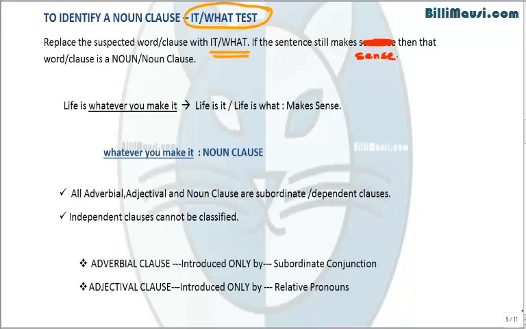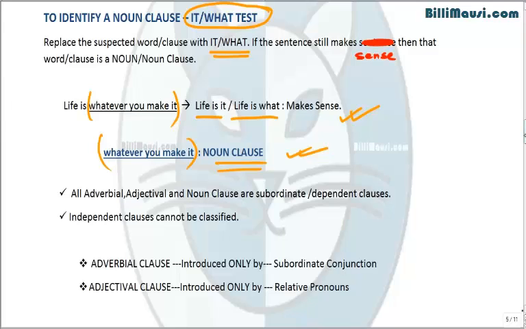Life is whatever you make it. So you replace the suspected clause, that is, whatever you make it, with it or what. So we get life is it, life is what. That makes sense. So whatever you make it is a noun clause. I hope that you got how to apply this test. You can try this test.